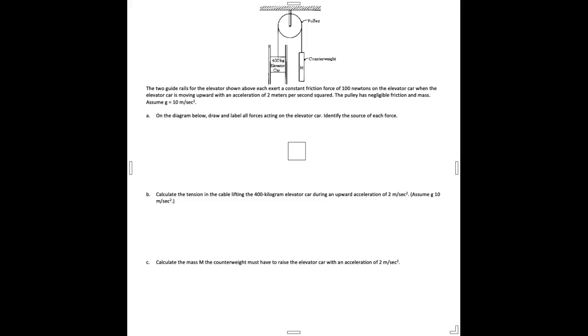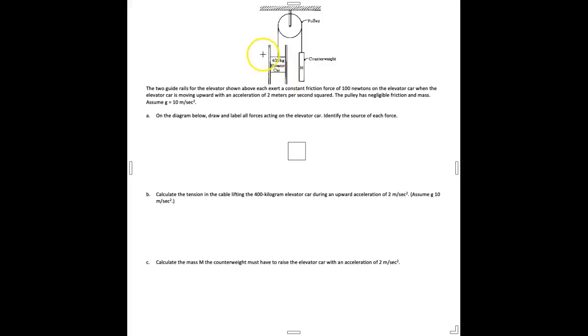This is FRQ number 1 from the Dynamics Review Packet. It says that two guide rails for the elevator shown above each exert a constant frictional force of 100 newtons on the elevator car when the elevator car is moving upward with an acceleration of 2 meters per second squared. The pulley has negligible friction and mass. Assume g is equal to 10. And on the diagram, draw and label all forces acting on the elevator car and identify the source of each force.